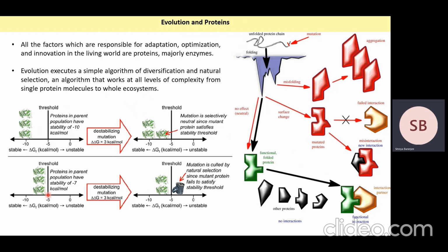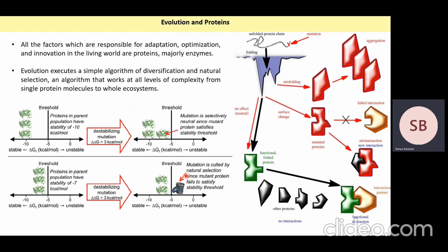Now, if the parents in this new protein have -7 kilocalorie per mole, so these are the parent. So when this new protein is multiplying, it will give rise to proteins of -7 kilocalorie per mole stability. But now if you have another mutation, it will cross this threshold because it has gone to say -4 kilocalorie per mole.